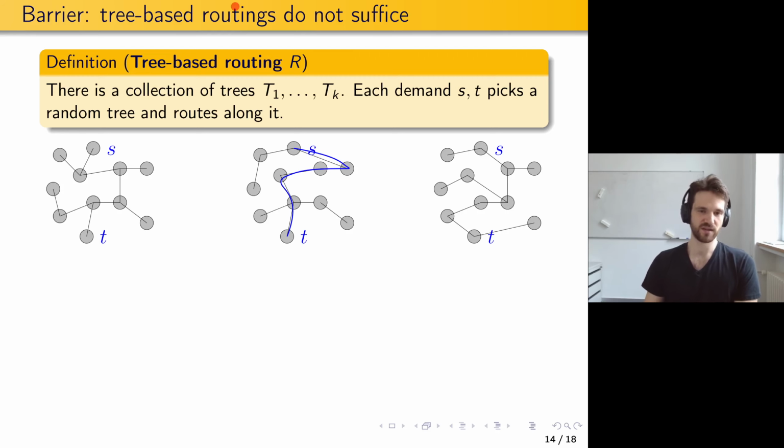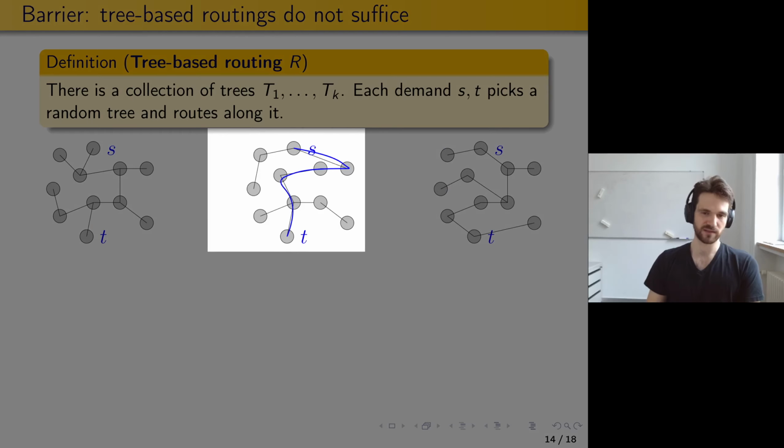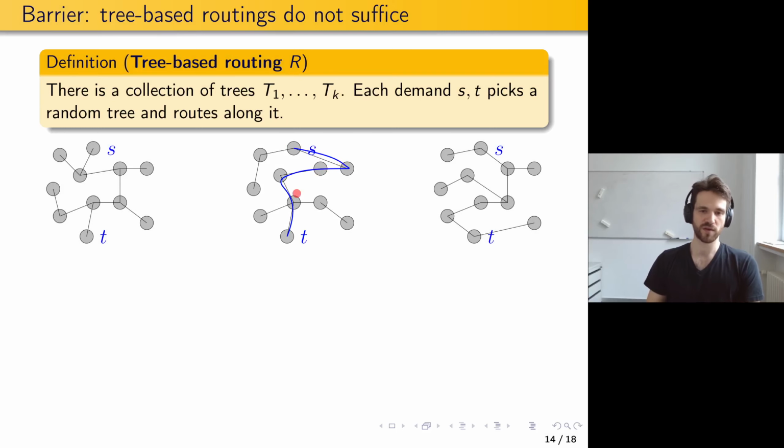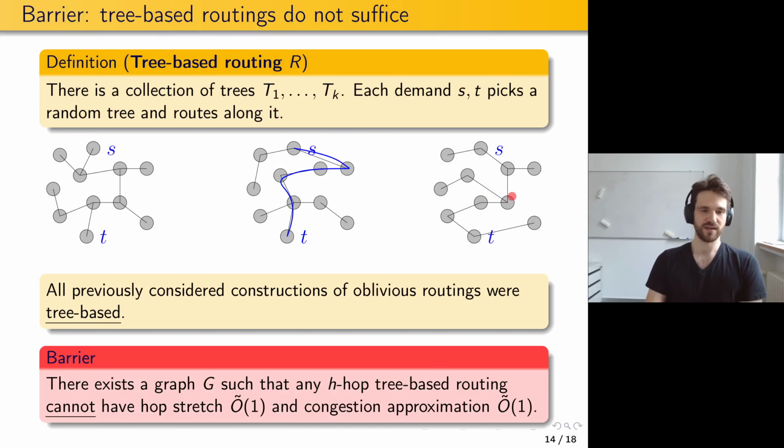So what is a tree-based routing? There is a collection of trees T1 to Tk, and the oblivious routing works as follows: every demand from S to T just picks a random tree and then routes along it. So there are these trees, you pick a random one, this one for instance, and you just route from S to T however the tree tells you where to go. All previously considered constructions of oblivious routings were tree-based, but the problem is there is no way to get a polylog hop stretch and polylog congestion approximation oblivious routing for the makespan, or for dilation plus congestion, if you're using tree-based routing. You cannot do it.